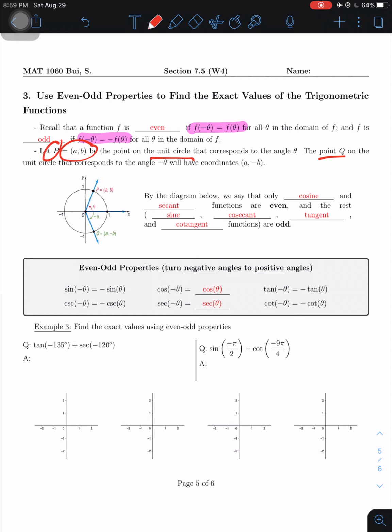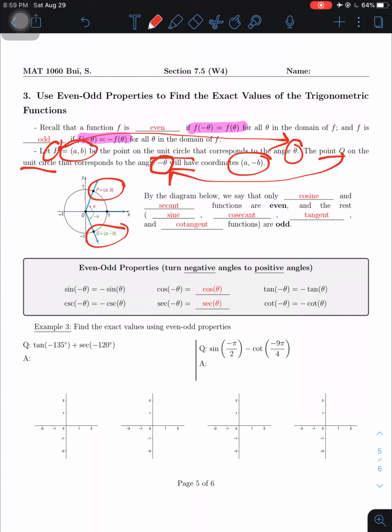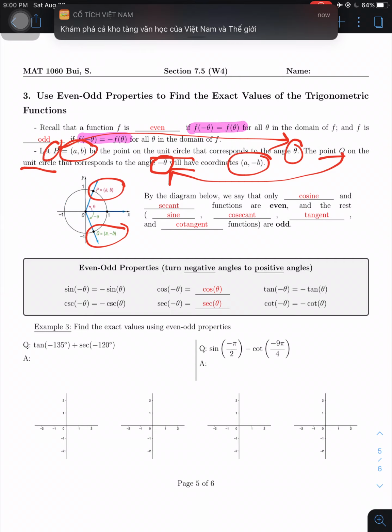Q is also on the unit circle, with the angle negative theta. So P relates to the angle theta, and Q relates to the angle negative theta. By the position of them, Q automatically has the coordinates A and negative B. As you can see, A stays the same because they have the same X part, but B is different in sign, because they have opposite Y directions, opposite Y values.